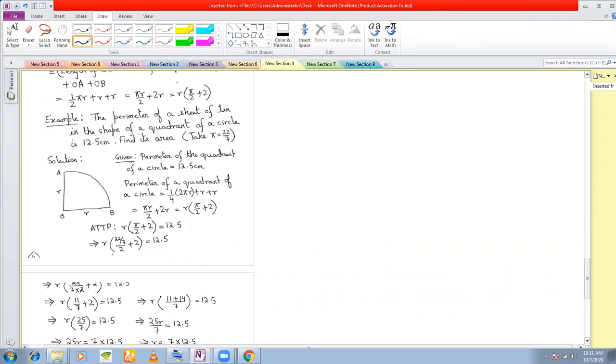Let us draw a quadrant of a circle. Let me draw a rough quadrant. Sir, here the value is mentioned 22 by 7. Yes, so you have to take 22 by 7 only. You cannot take any other value.